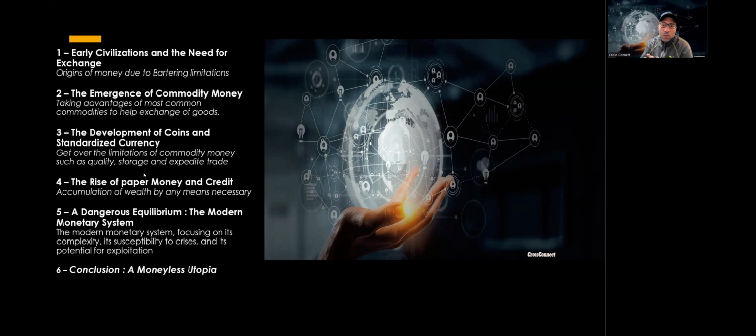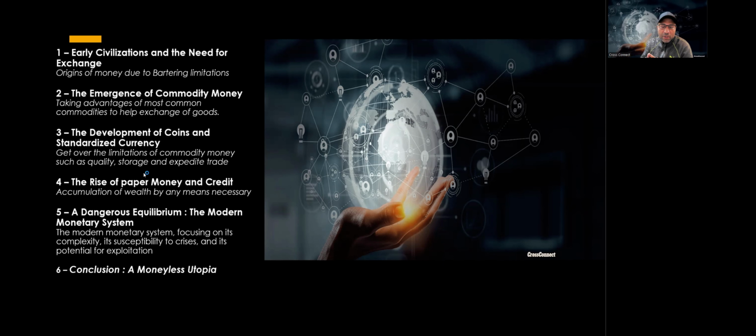Then in part number two, we'll look at the emergence of commodity money, taking advantage of the most common commodities to help exchange goods between humans. Then the development of coins and standardized currency to get over the limitation of commodity money, such as quality and storage, and to expedite trade. Then the rise of paper money and credit, the accumulation of wealth by any means necessary, as you will see.